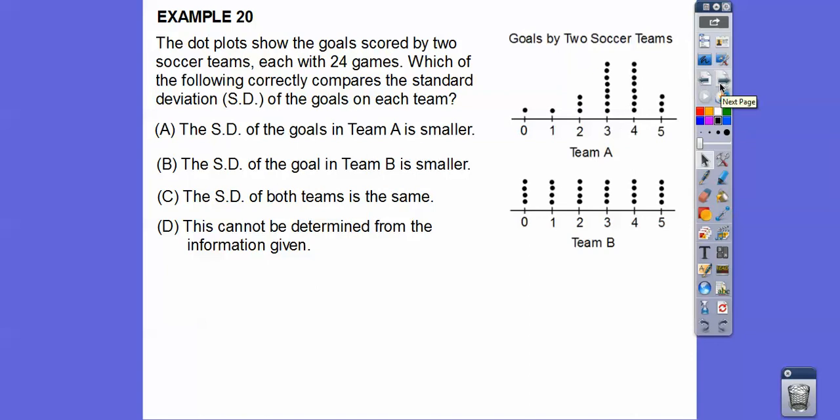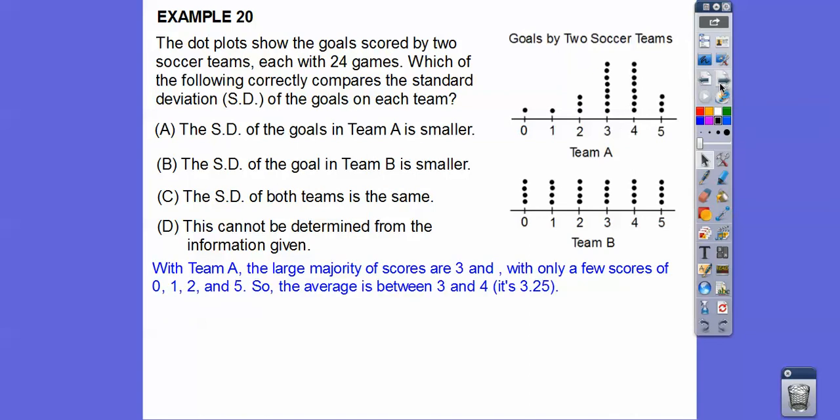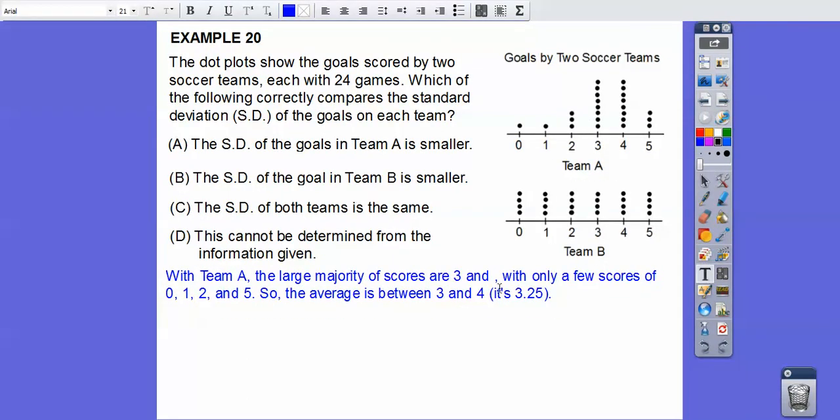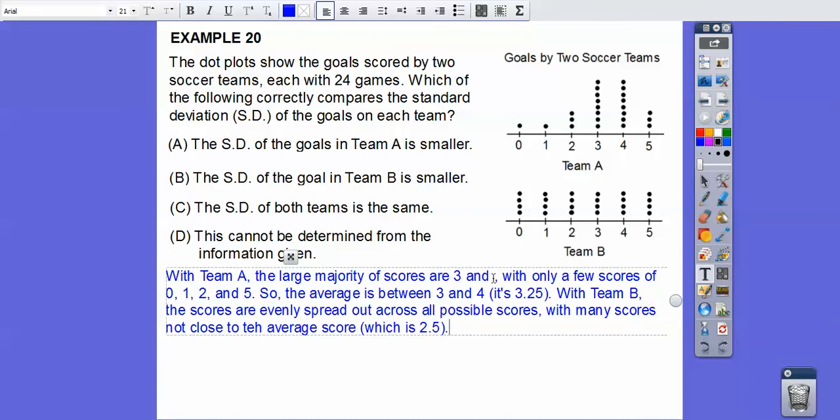You're thinking, well, how do they spread out, you guys? With Team A, the large majority of the scores are 3 and 4. There should be a 4 right there. Only a few scores are 0, 1, 2, and 5. So the average is somewhere between 3 and 4, and if we added them all up and divided by 24, we'd find it's actually 3.25. With Team B, the scores are more evenly spread out across all possible scores, with many not close to the average score, which is 2.5.